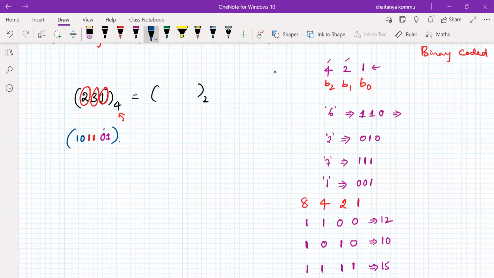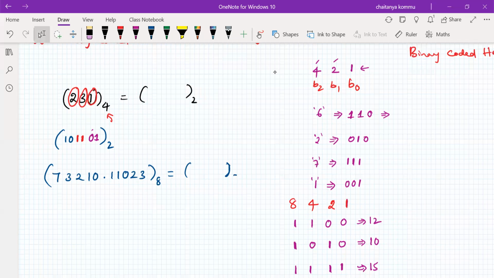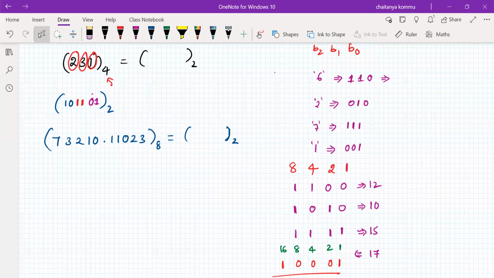That's it, in base number 2. Is it clear to all of you? For example, 73210.11023 of base 8. I want to convert it into radix 2. So I have given the octal number system, and I'm asking you to convert it into the binary number system. What can I do here now? In the octal number system, each digit is represented by a minimum of 4.